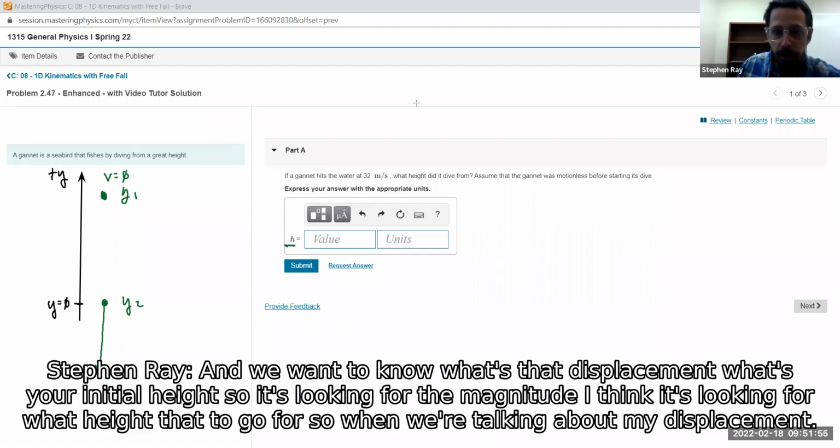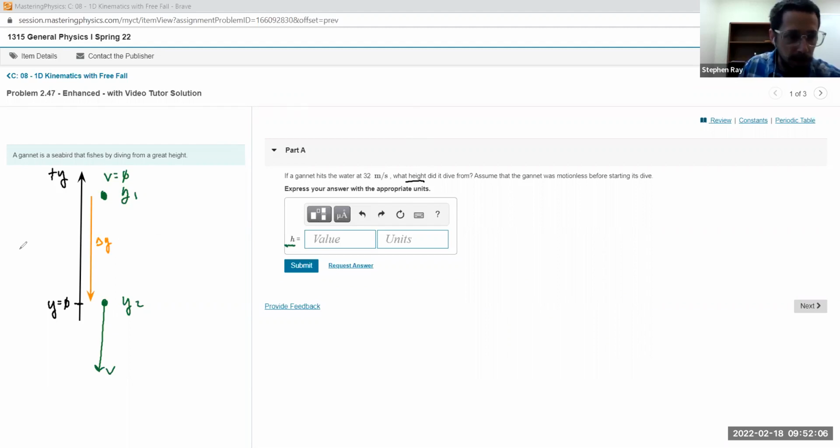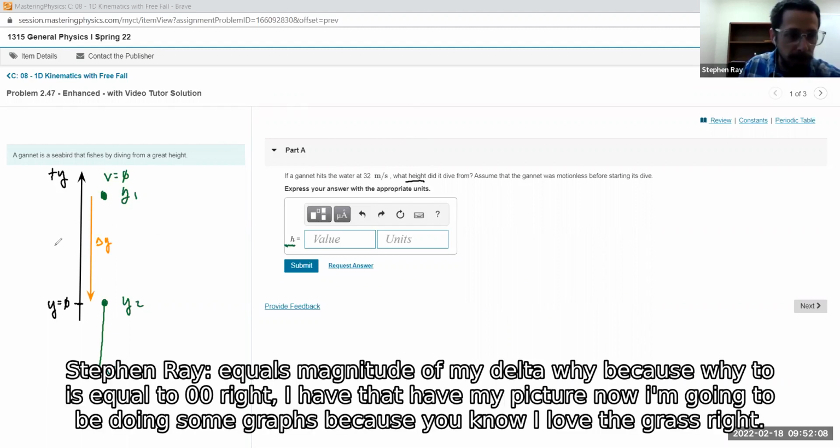So there's your displacement, delta y. We're going to solve for delta y. That h, that height, is the magnitude. So height equals the magnitude of my delta y, because y2 is equal to 0. All right, I have that.